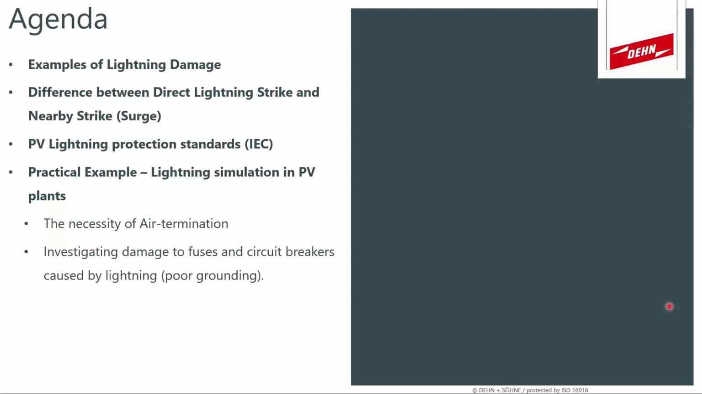Okay, so just a quick agenda of what we'll cover in this presentation. First, I would like to show some examples of lightning damage that we've collected over the years to show the relevance of lightning protection for PV plants. And then just to touch base again on the difference between a direct lightning strike and a surge. In the previous presentation we did on lightning protection for grounding systems, we also spoke about this, but we didn't speak about the nearby strike. So I think it's important to also go through this.